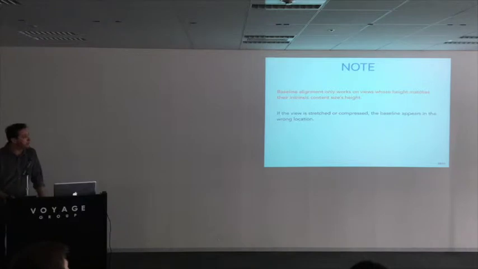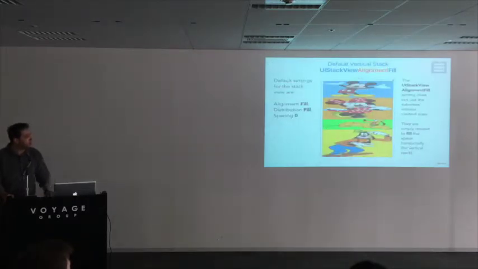Okay, one note which is quite useful, I made a few mistakes with this when I first started. The baseline alignment only works on views whose height matches their intrinsic content size's height. So if the view is stretched or compressed, you will not get the right result. So always use the standard intrinsic sizing for your text-based views to get the right effect.